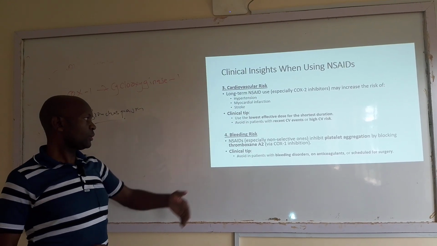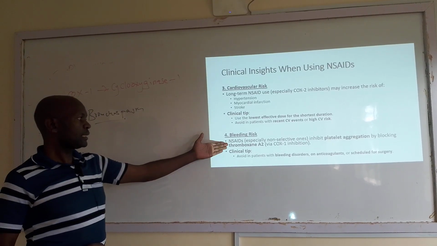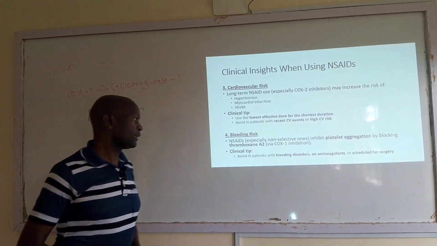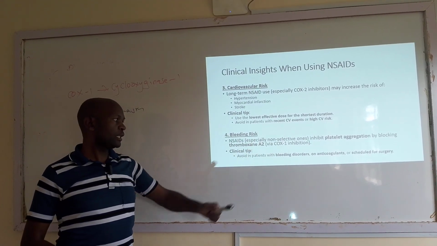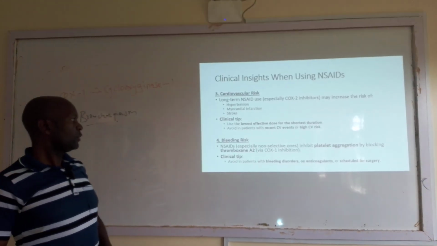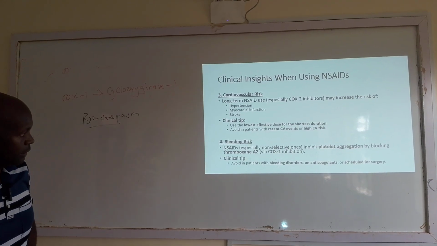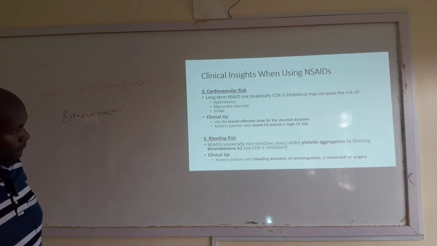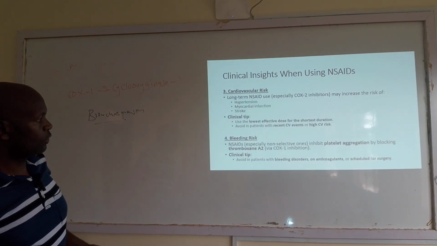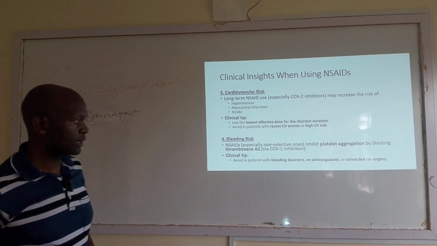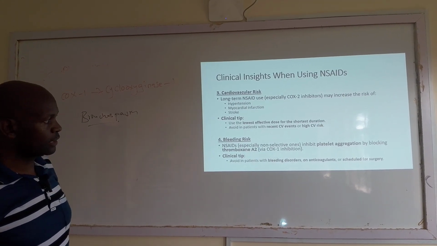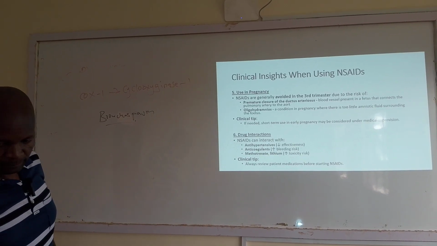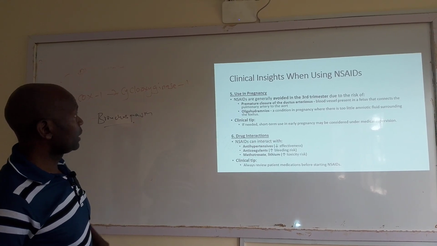So in patients who have bleeding risks, NSAIDs, especially non-selective ones, will inhibit platelet aggregation by blocking thromboxane A2. Therefore, as a clinical tip, just avoid NSAIDs in patients who have high bleeding risks, or those patients who are on what we refer to as anticoagulants, or patients who are scheduled for surgeries. We still look at the clinical insights.